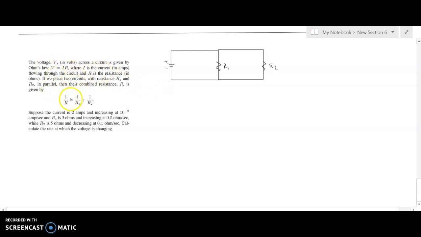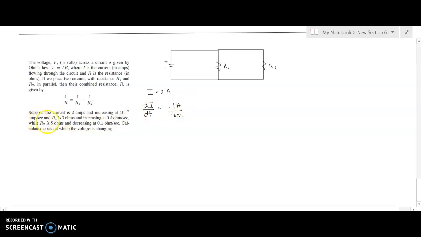So we have all these relationships, and we're told that the current is 2 amps. Let me write down a few things here. The current is currently 2 amps. We also know that the current is increasing at 10 to the negative 2 amps per second. So that means dI/dt, the change in current per second, is 10 to the negative 2, which is actually 0.1 amps per second.